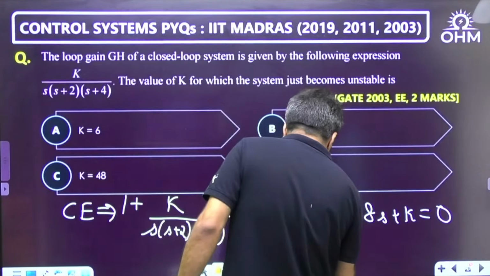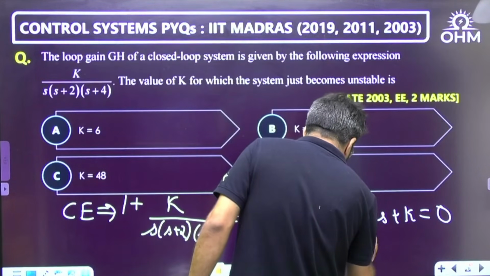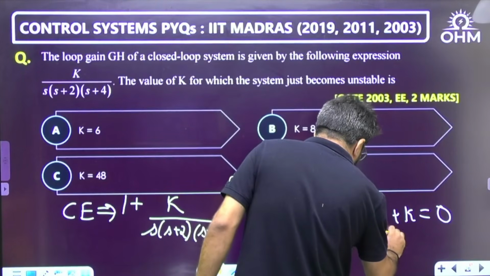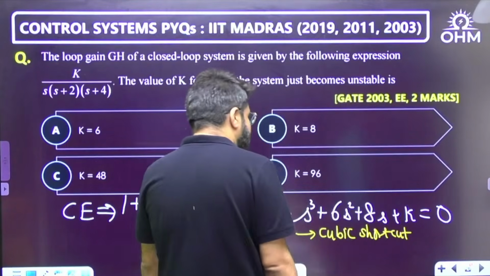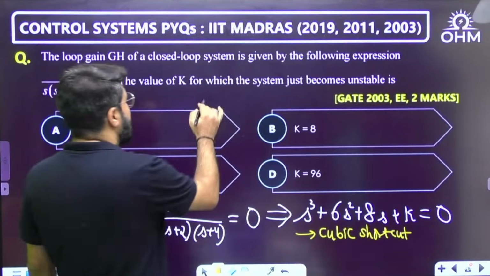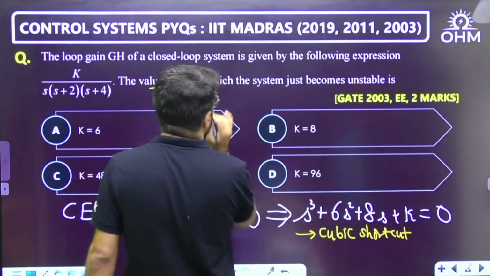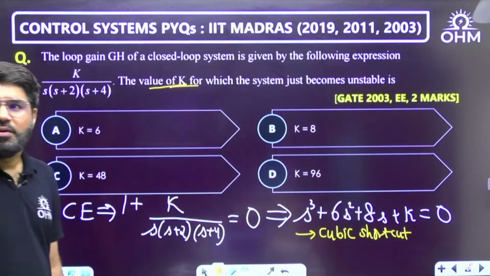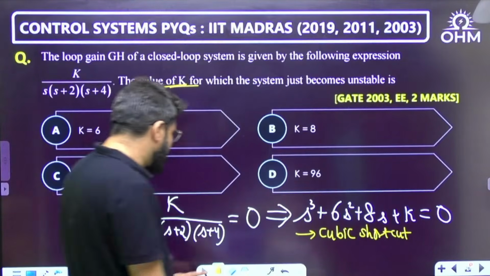So now for this we can use the cubic shortcut. And what is that cubic shortcut? For the value of k for which the system just becomes unstable, what is that cubic shortcut actually? If I have a quick review of this.